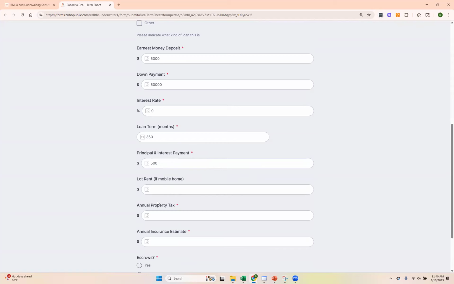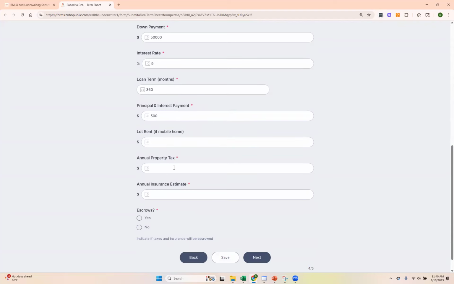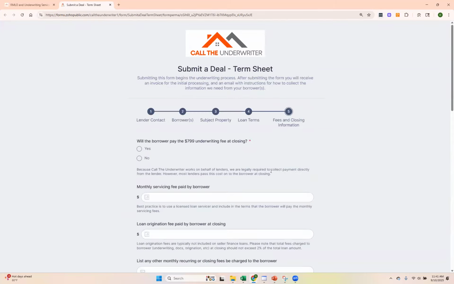You can give us this here so we can factor that into all of the escrows as well as the borrower's debt to income. And then your estimated annual property tax, you can usually get this through Zillow. If you're not sure, we can look it up on Zillow. And then your estimate of the annual insurance. And then whether you want your taxes and insurance escrowed. Generally, it's a good idea to do that.